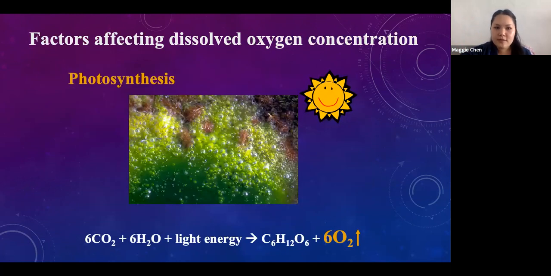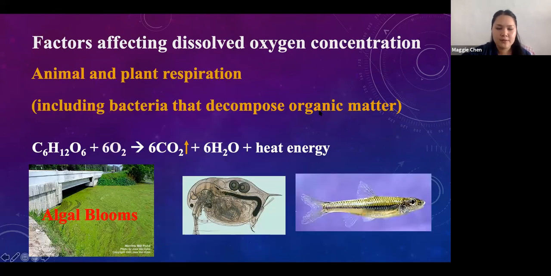So another factor that affects dissolved oxygen is photosynthesis. So from plants, the process of photosynthesis is shown in this equation at the bottom, where we have our carbon dioxide, we have our water and light, and it produces our sugars and our oxygen in the end.